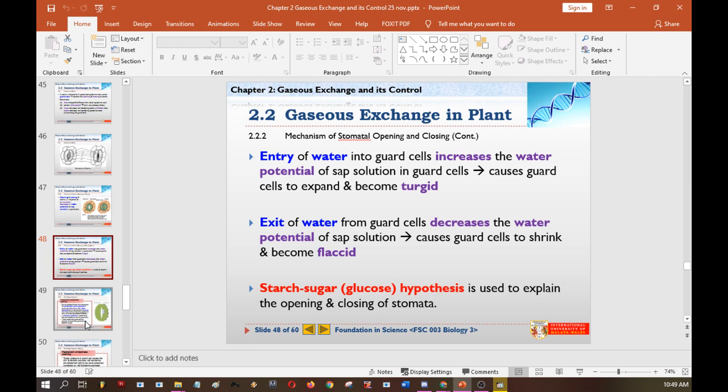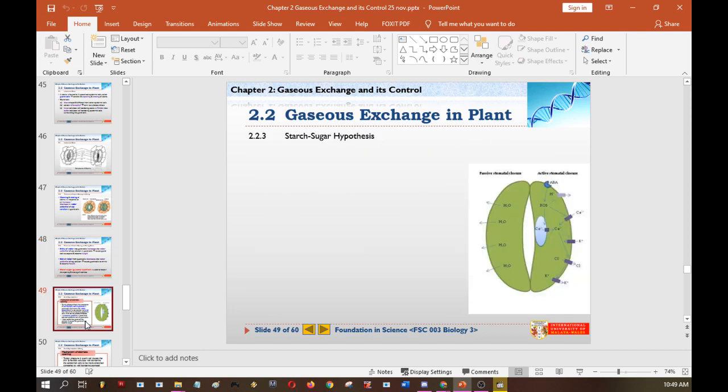Okay, so actually water in guard cells increases water potential, causes it to become turgid. And then loss of water will make it become flaccid. So to explain this, we have the starch-sugar hypothesis.